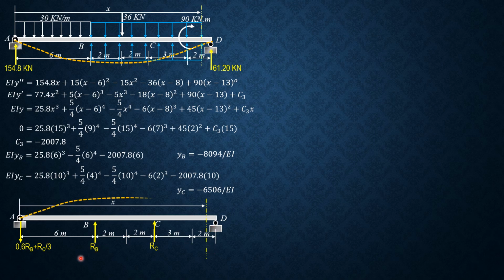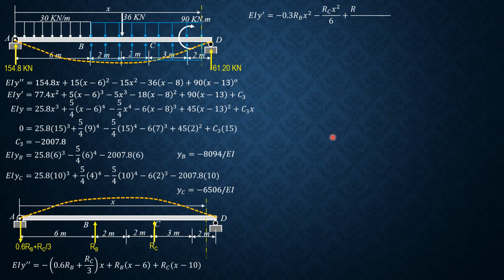So by double integration, that's a deflected shape. EIY double prime equals negative quantity 0.6 RB plus RC over 3 times X plus RB times quantity X minus 6 plus RC times quantity X minus 10. Integrating once, EIY prime equals negative 0.3 RB X squared minus RC X squared over 6, then plus RB quantity X minus 6 squared over 2 plus RC X minus 10 squared over 2 plus C sub 5.